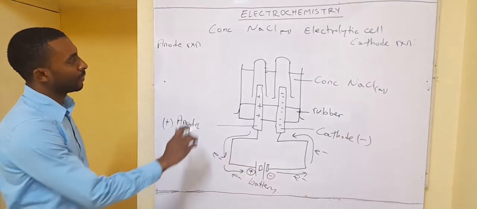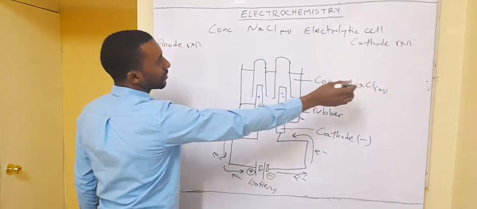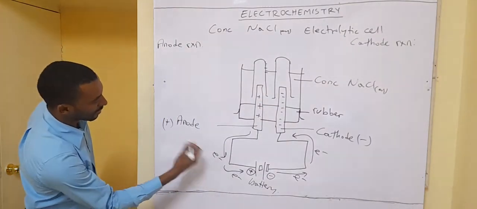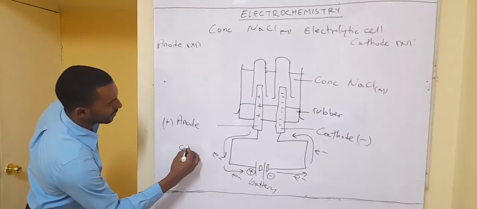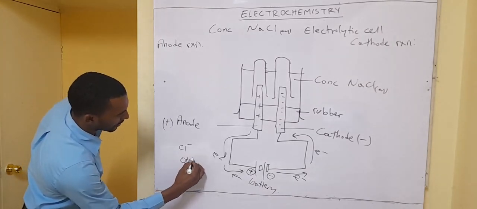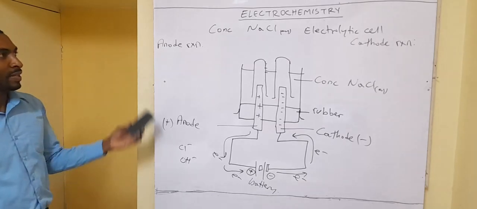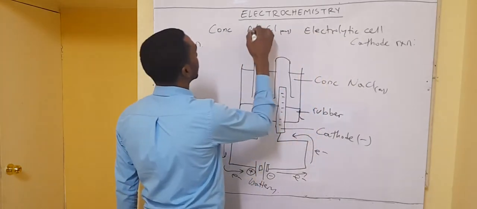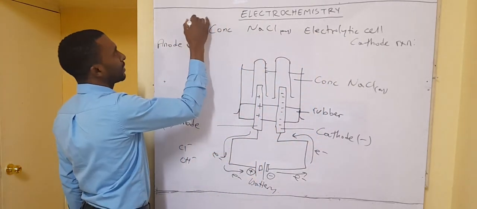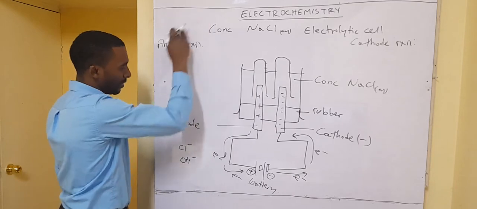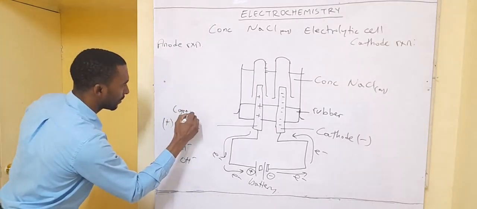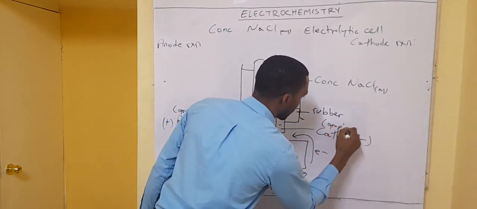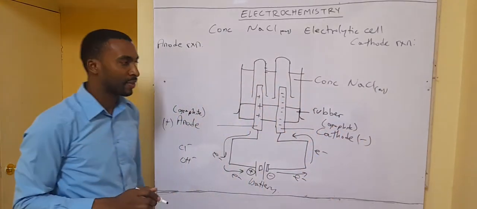Now, if it's concentrated sodium chloride, it simply means that the anode is going to attract the anions, right? So the anions that are possible over here would be Cl minus and OH minus. Now, the electrodes are inert. Make a note that it's an inert electrode, or better, we can just put graphite here. We're going to use graphite on both sides.